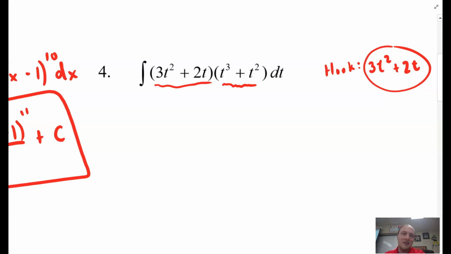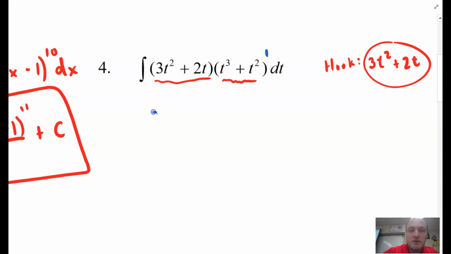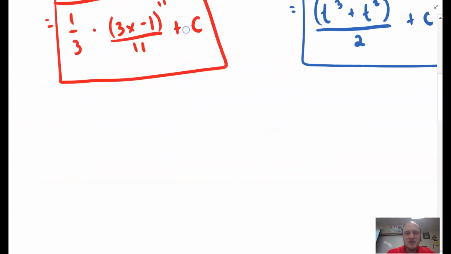Just envision that I have a power of 1 right here. So when I integrate this, this is going to be t cubed plus t squared raised to the power of 2, and we'll divide by 2 and add c. So there you have that one. Integration.